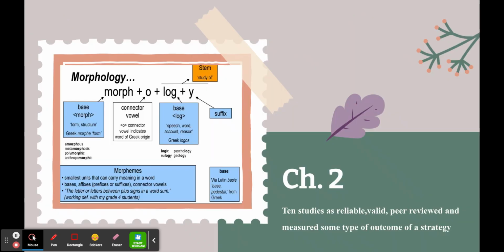I have identified 10 studies as reliable, valid, peer reviewed, and measured some type of outcome of a strategy. Study years range from 2002 to 2021 and consisted of grades 1st through 5th. I will highlight commonalities among the studies that concluded similar successful strategies.